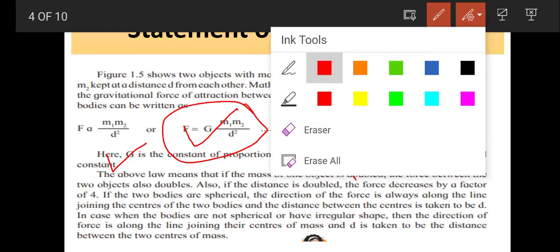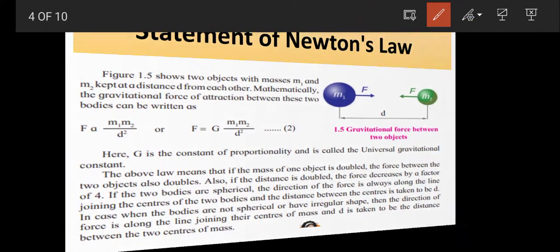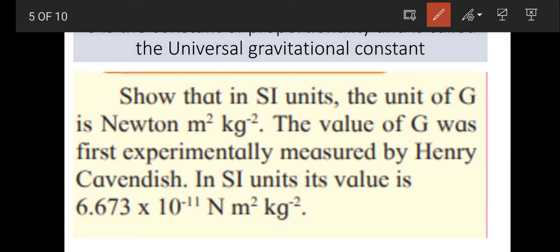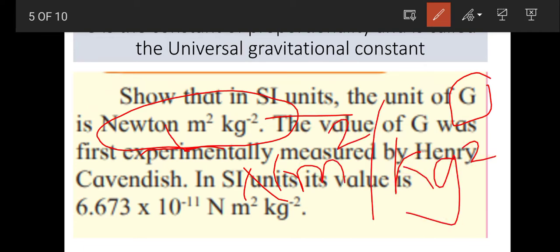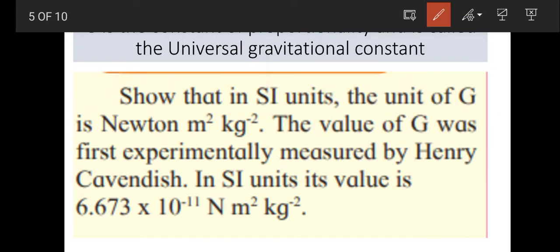Now next we will see G. What is the SI unit of G? It is Newton meter square per kg square. What is that unit? Newton meter square per kg square means kg is on the denominator side, that's why here they give the minus sign. The unit of G is Newton meter square per kg square.